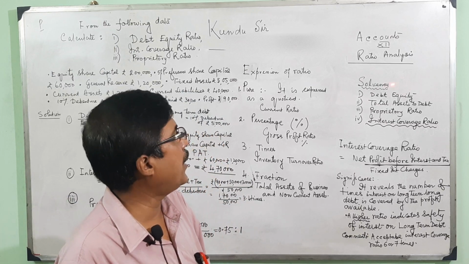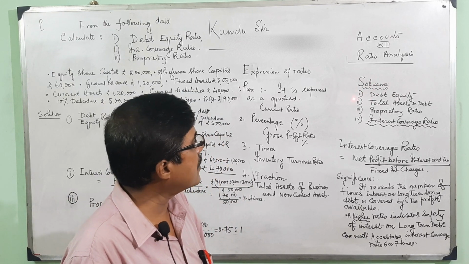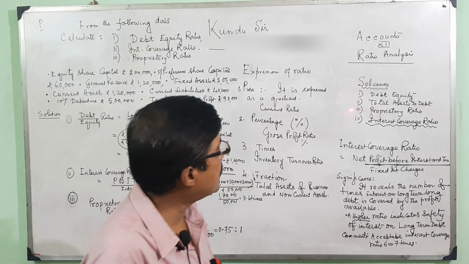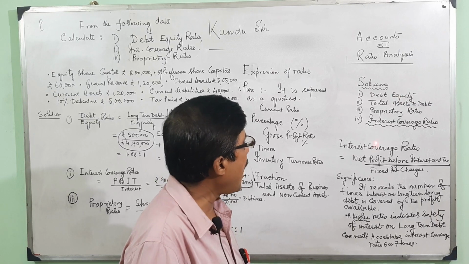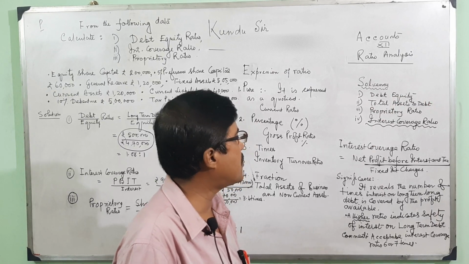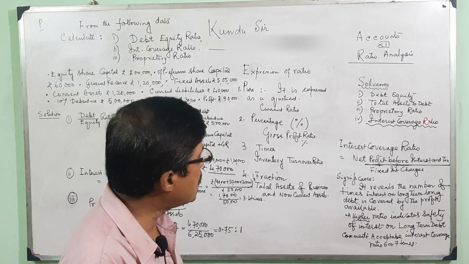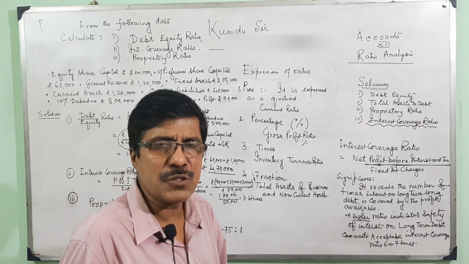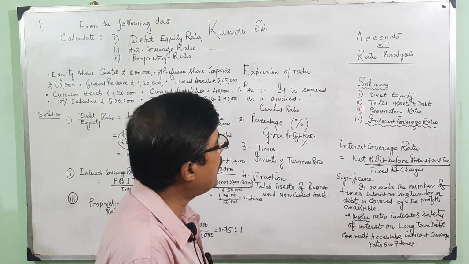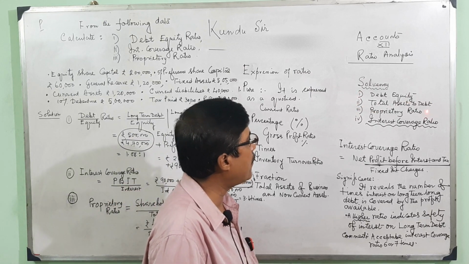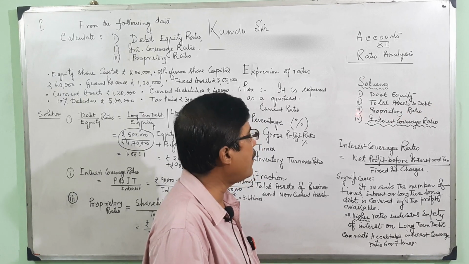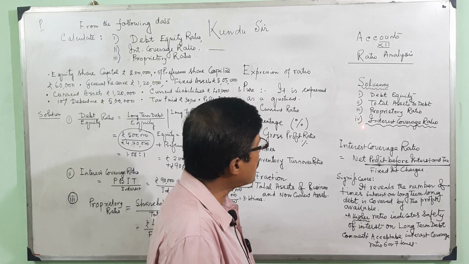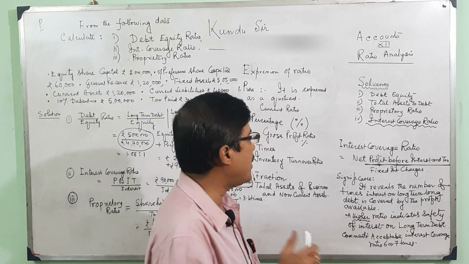Now we are still doing solvency, and in solvency there are 4 ratios: the debt equity ratio, the total asset to debt ratio, the proprietary ratio, and the interest coverage ratio. We have spent 2 classes, one on debt equity and another on total asset to debt ratio. We also did 1 class for the proprietary ratio, but today I am going to start the interest coverage ratio.